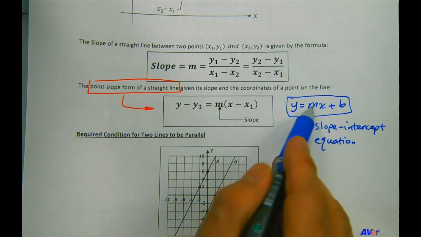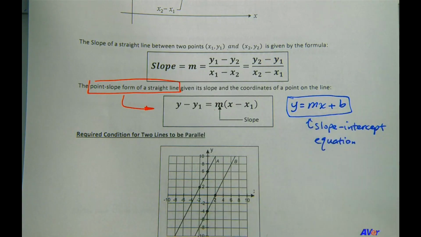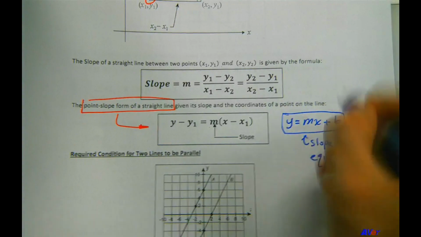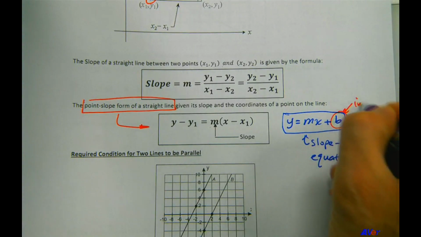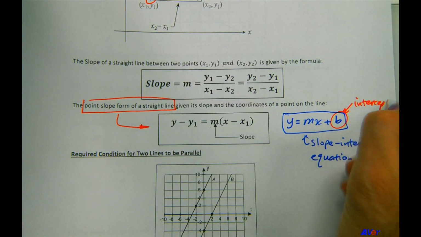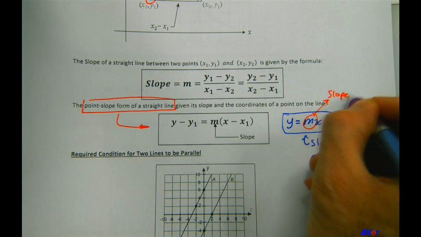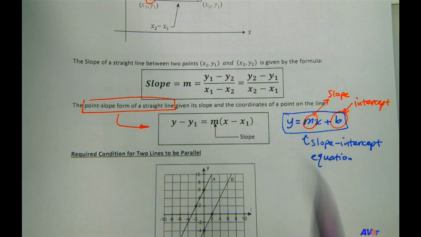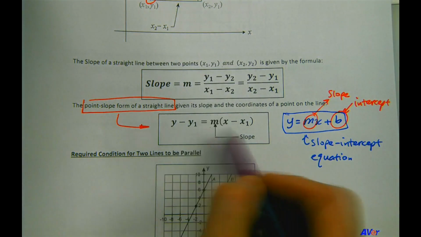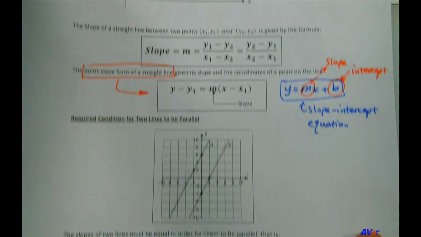So that is the slope, and b is the intercept. Okay? So that is the intercept, and m is the slope. So you can use either this or that for finding the equation of another line that is parallel or perpendicular to another line, but people prefer this one more.